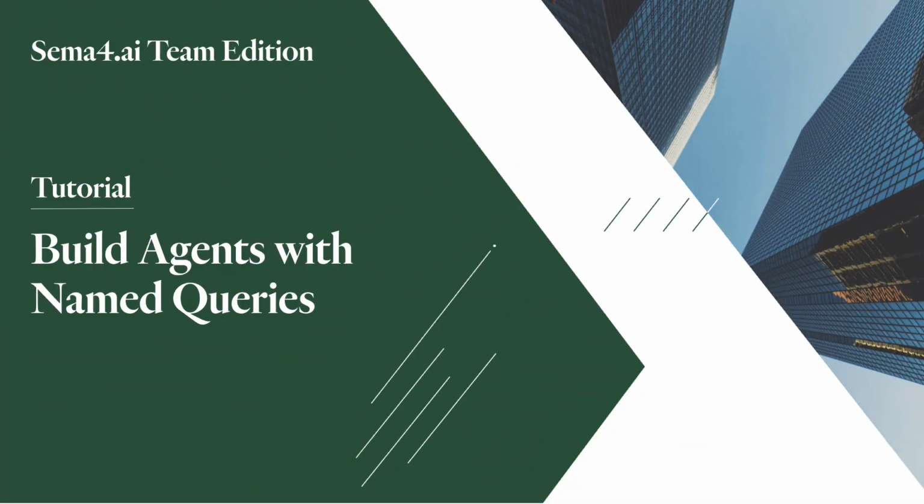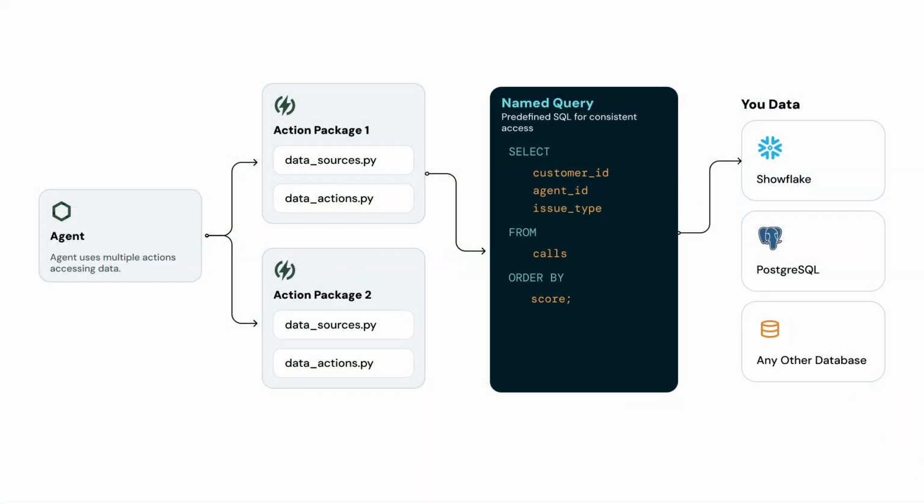When agents are handling repetitive tasks, you want them to avoid inconsistent results or variability. You want them to be accurate and fast. Sema4.ai makes this possible with named queries, reusable, parameterized SQL statements that you define, manage, and trust. Packaged as actions, these queries give your agents a deterministic way to access live data from Snowflake or any other database, with consistent results and high performance.